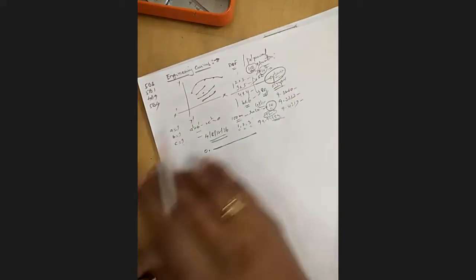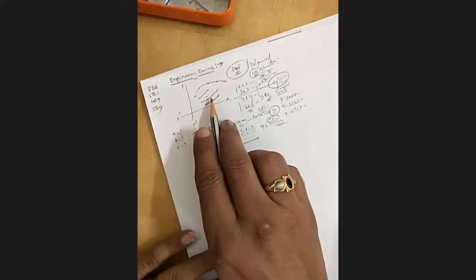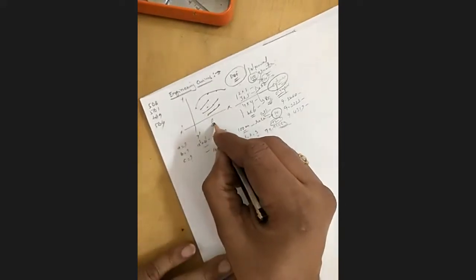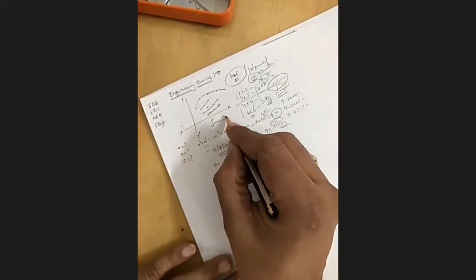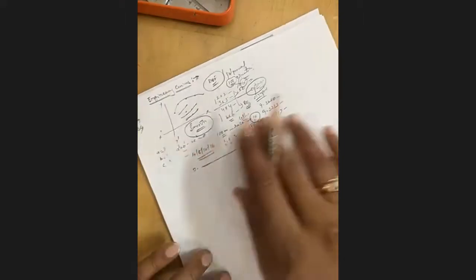Understand? So degree of freedom is the flexibility to draw the nature of a curve. Our target is that we want to draw a smooth curve. What do we want to draw? Smooth curve.